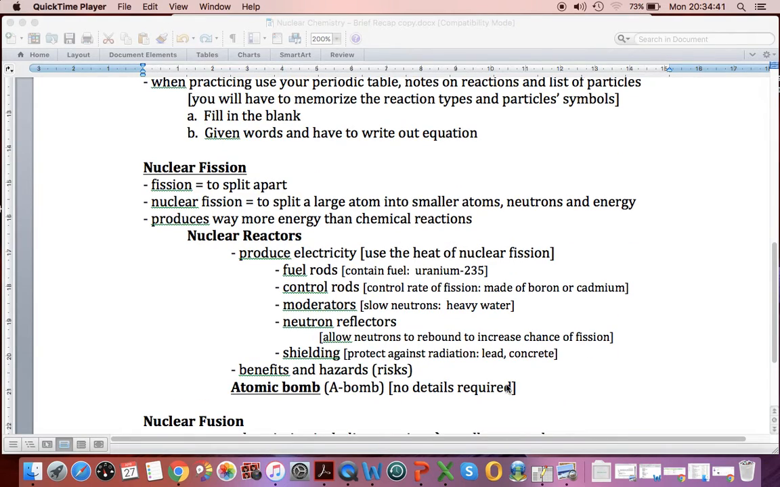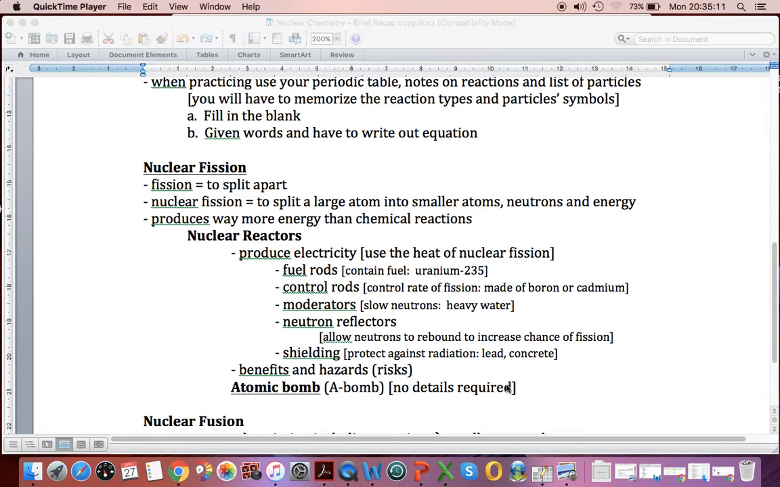Nuclear fission. Fission means to split, so you can go to Dairy Queen and ask for a banana fission and see what they'll say. Nuclear fission is taking a large atom on the periodic table and splitting it into smaller atoms, and it will also give off free neutrons and energy, and of course we like to harness that energy to do things like make electricity, or if we're a little more diabolical, make a bomb.